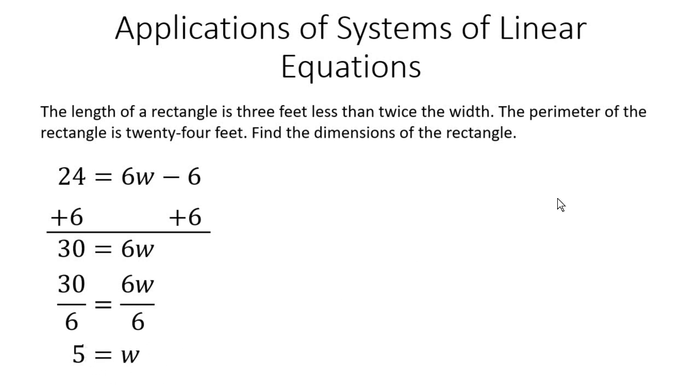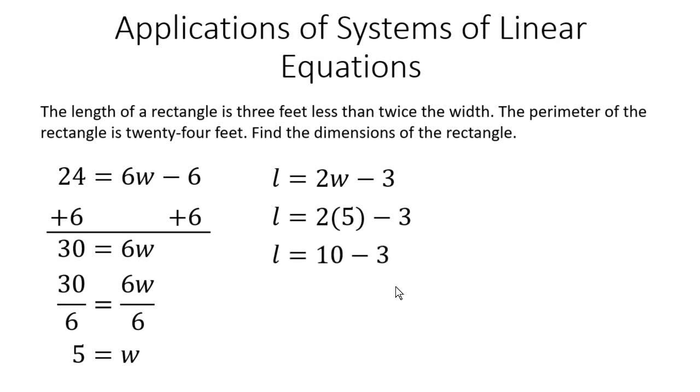Now to find the length, I can recall that the length is 3 feet less than twice the width. I can just replace the width with the width I've just found, 5. And I get that L is equal to 2 times 5 minus 3, which is 10 minus 3. The length of the rectangle is 7. So there I've found the dimensions of the rectangle. The length is 7 and the width is 5.